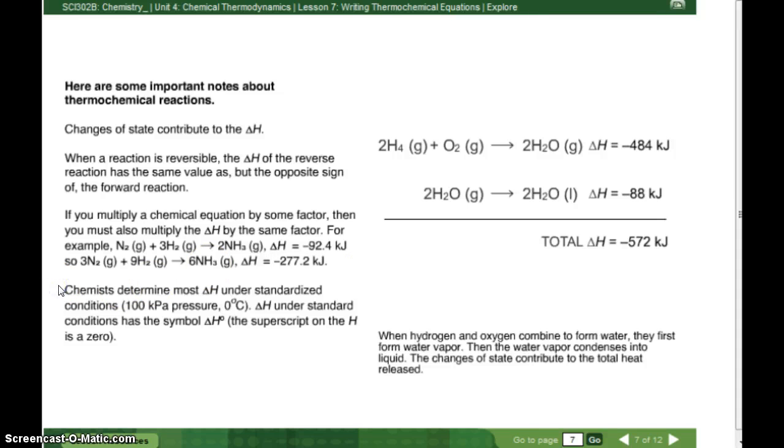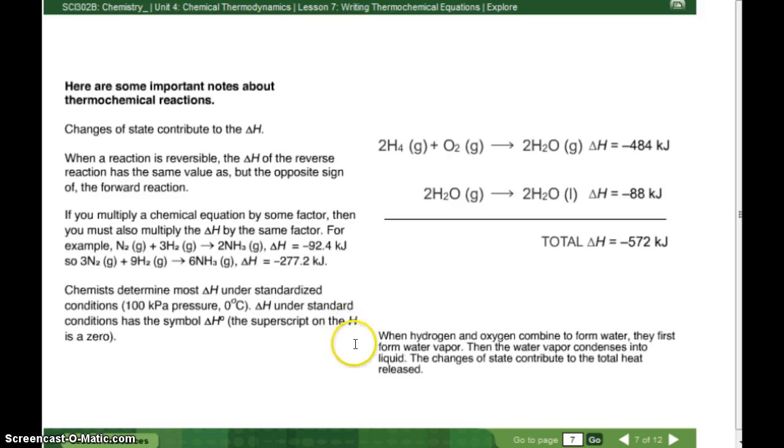Chemists determine most delta H under standardized conditions, so 100 kilopascals pressure and 0 degrees Celsius. Delta H under standard conditions has the symbol delta H with a 0 for a superscript. So the superscript on the H, sorry, it's a 0, not an O. It's a 0, showing that we're at STP, standard temperature and pressure.